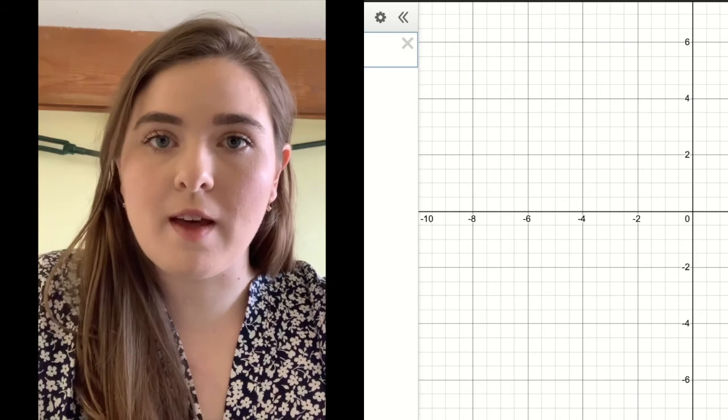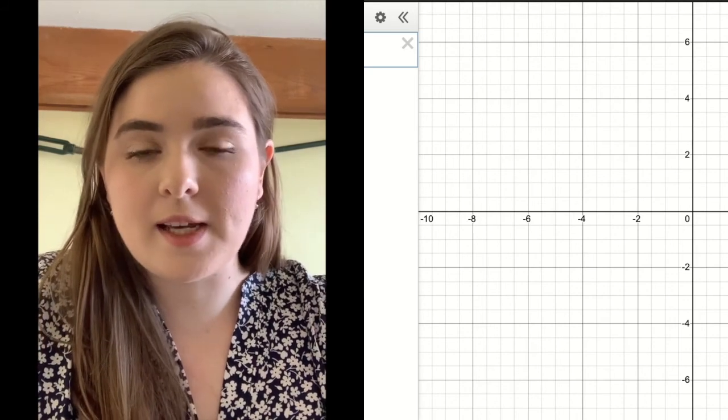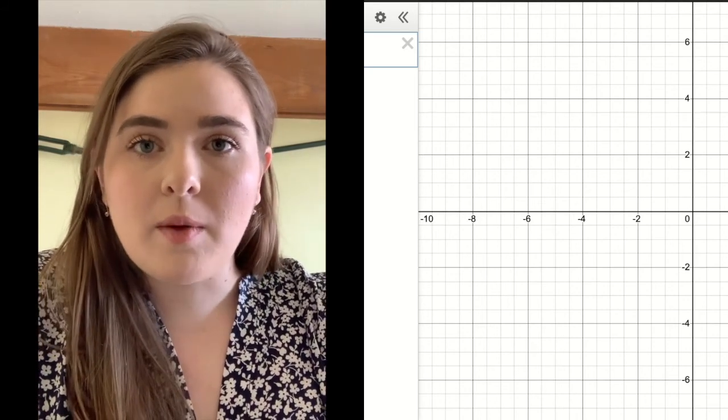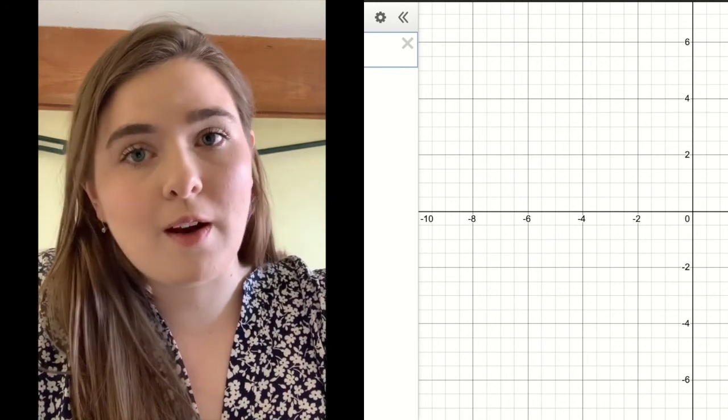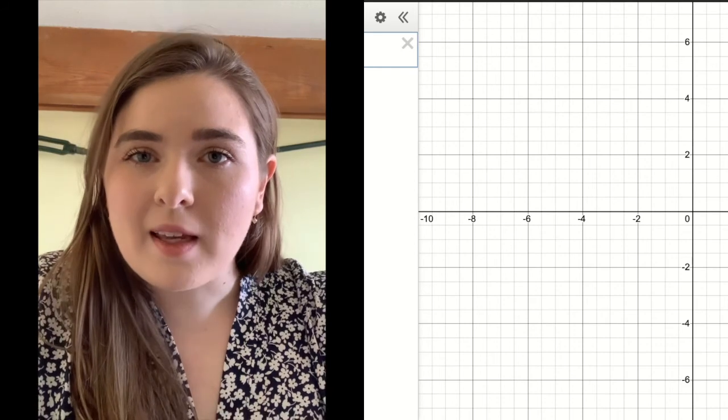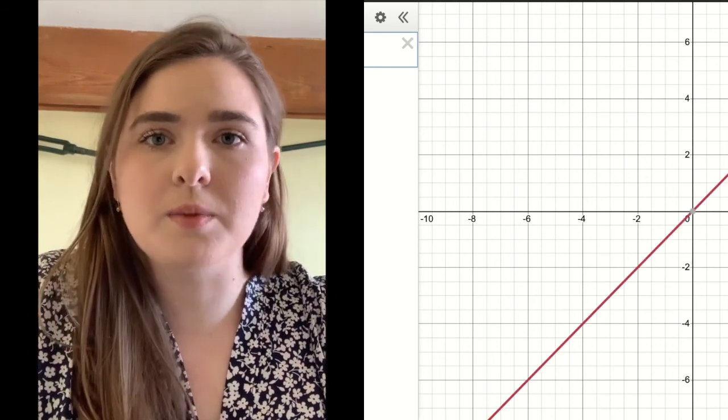So now that we've done all of that work, we found our binomials and we multiplied them together, and we think we found the equation. So we're going to test it out on the Desmos graphing calculator online. I'm going to plug in our equation and we're going to see if it matches our original graph.